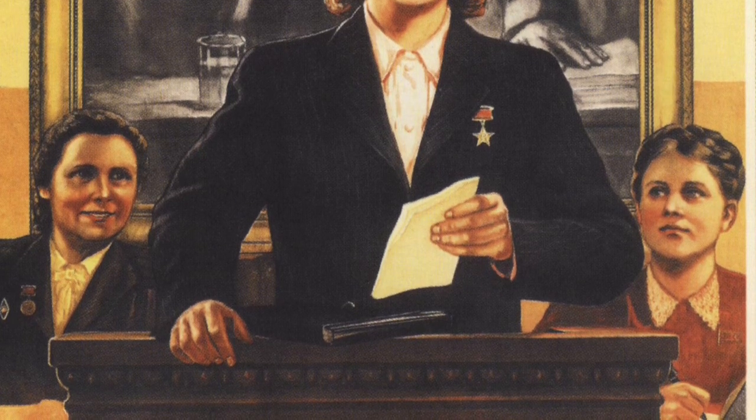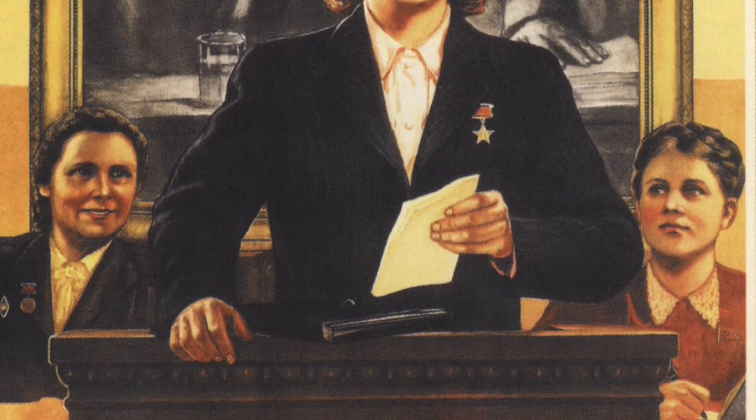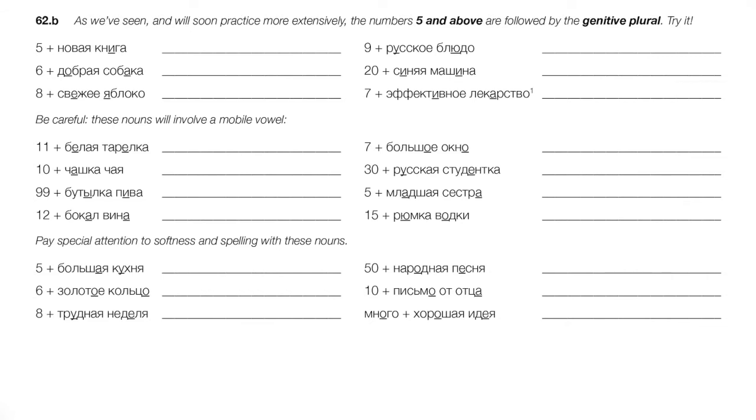Okay, so let's do a few exercises here. Now, we're previewing some issues in terms of combining numbers with nouns, and this is a little bit tricky, but all the examples here are going to call for genitive plural forms. We're going to have to talk more about this later. We've talked about it a little bit already. But basically, numbers 5 and above take genitive plural after them. Okay, so again, more on that later.